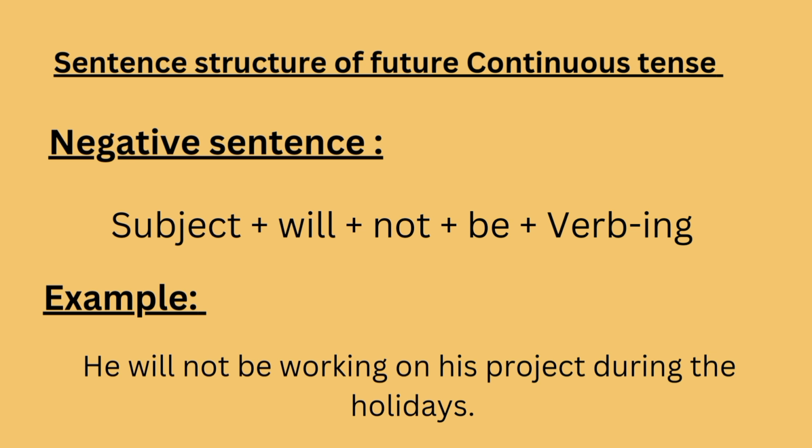To form negative sentences, you just need to add not between the auxiliary verb will and the linking verb be. For example, he will not be working on his project during the holidays.